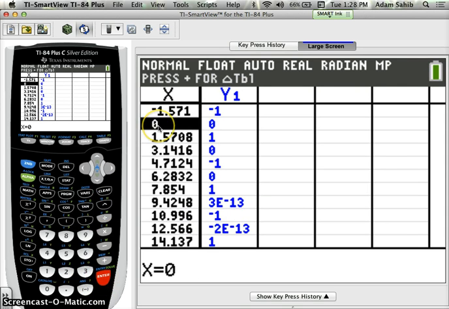Oh, that makes sense. Oh yeah, because this is pi over 2, 90, which is 1. This is pi, 180, which is 0. Pi 270, which is negative 1. Pi 360, which is 0. Now don't get confused by this. This is saying 3 times 10 to the negative 13, which is really like 0.000000. It's just trying to say 0.